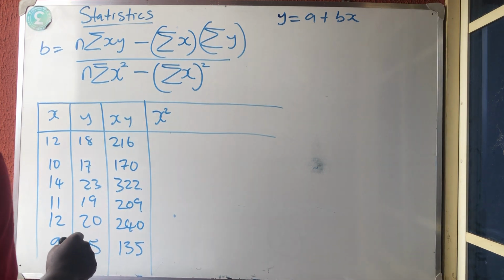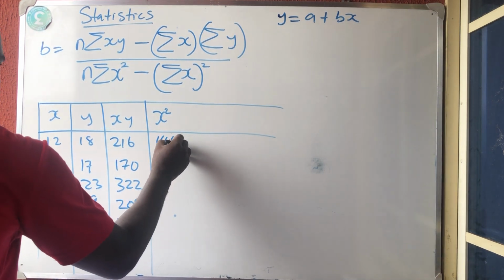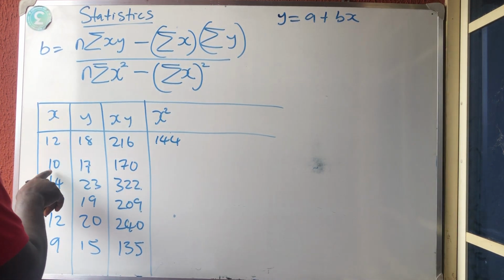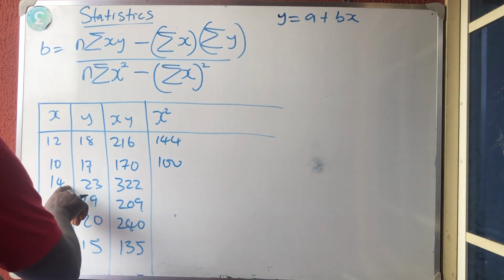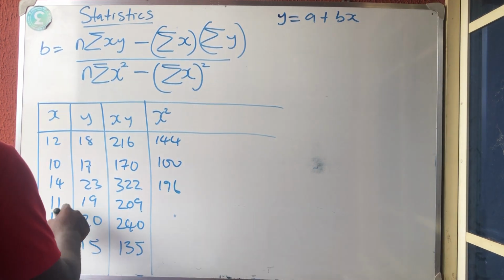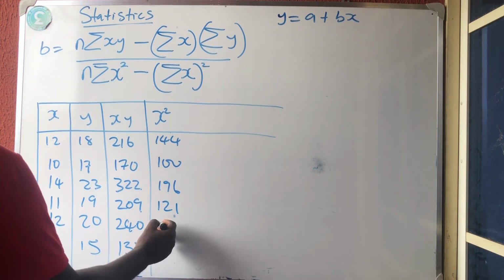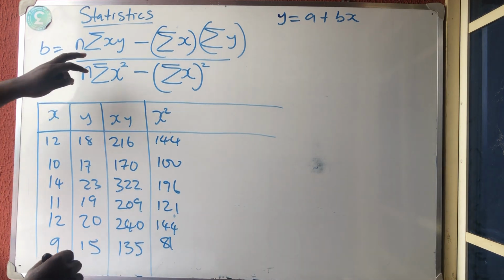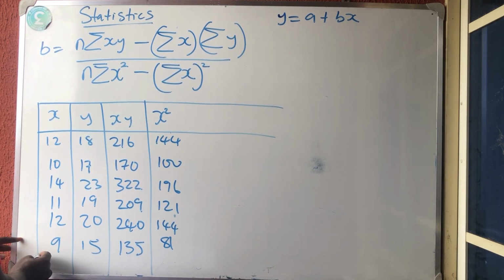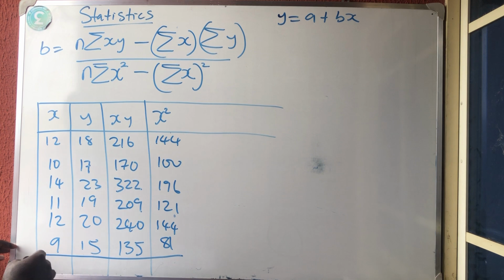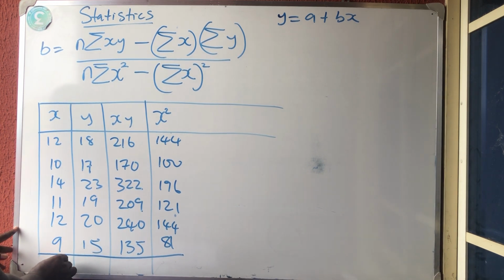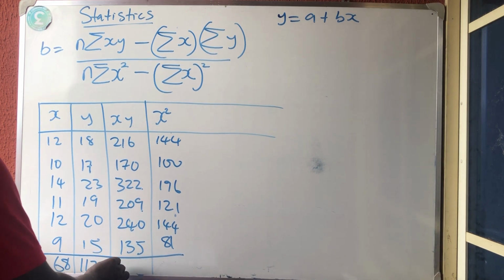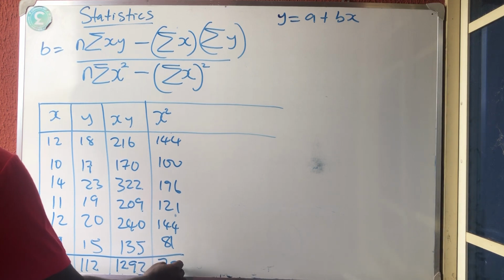Then we are done. And x squared gave us 144. That is the square of this, 144, square of this 100. Square this, you have what? 196. Square this, you have what? 121. Square this, you have what? 144. Square this, you have what? 81. Now we need their summation. We need the summation of everything. Summation of this one gave me 68. Summation of this one gave me 112. Summation of this one gave me 1292. Summation of this one gave me 786.